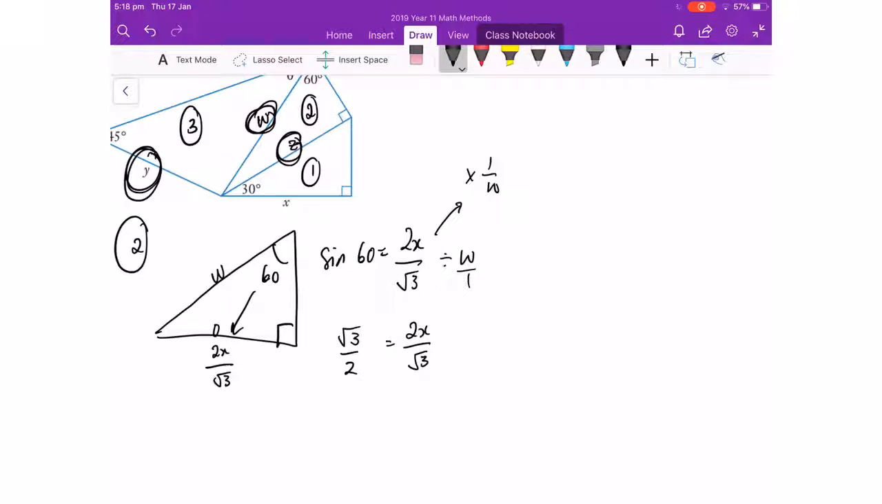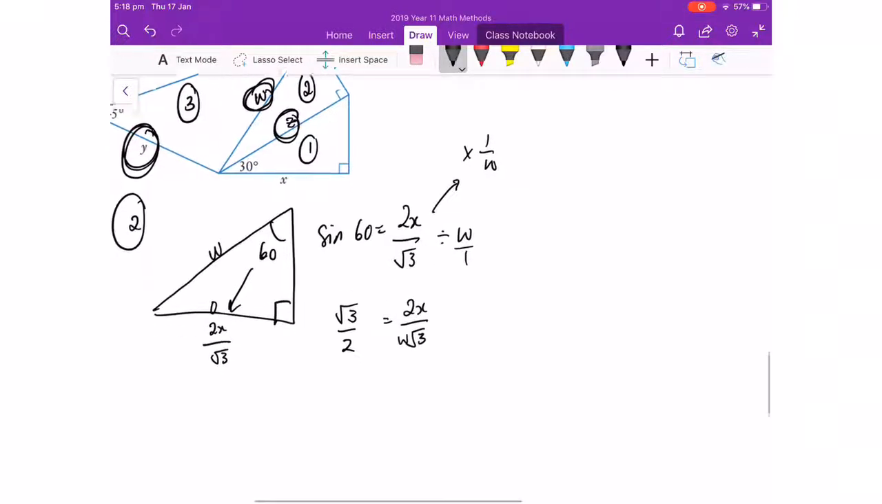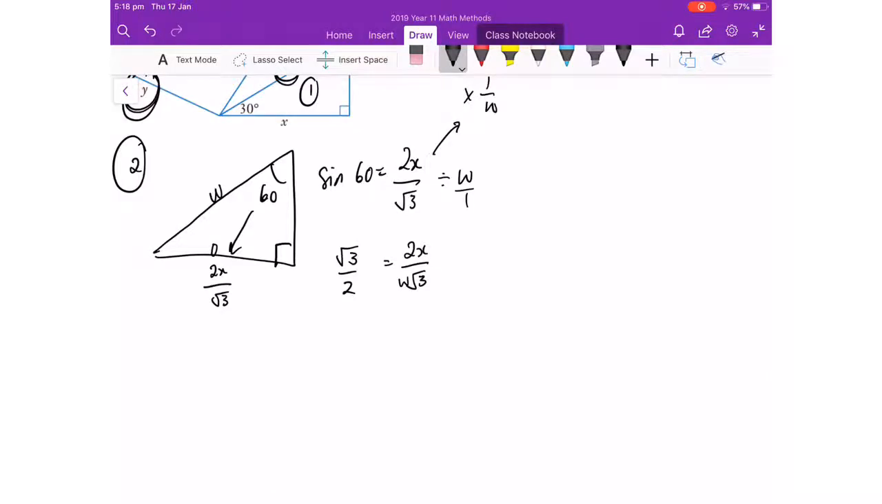So the W is actually going to end up on the bottom, so I'm just going to put it there for now. All right, now I want to rearrange in terms of W. So I'm basically going to flip it and do a bit of switching around. I'm going to make it 2 root 3 is equal to W root 3 on 2x.